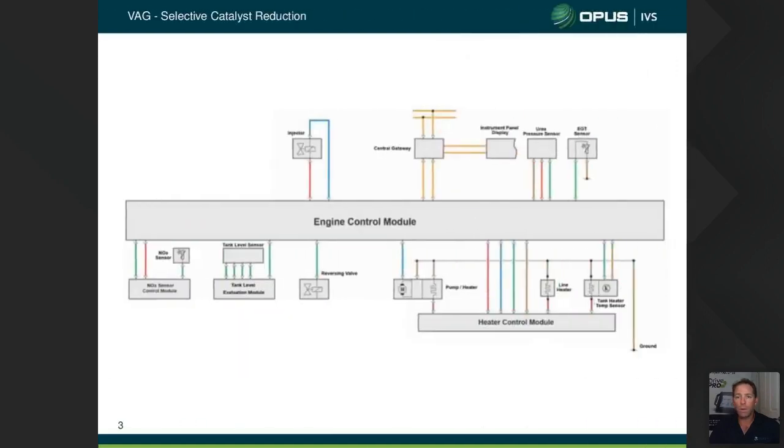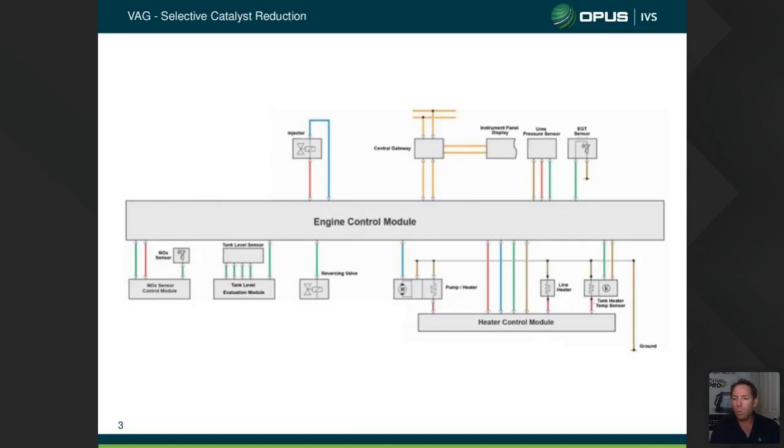There's a video that normally plays on here. All right, so what you're looking at is the circuit diagram for an SCR system on a Volkswagen Audi Group vehicle. I believe this is from a Q5 car fitted with SCR or with AdBlue. Just pay attention to the way these things communicate.